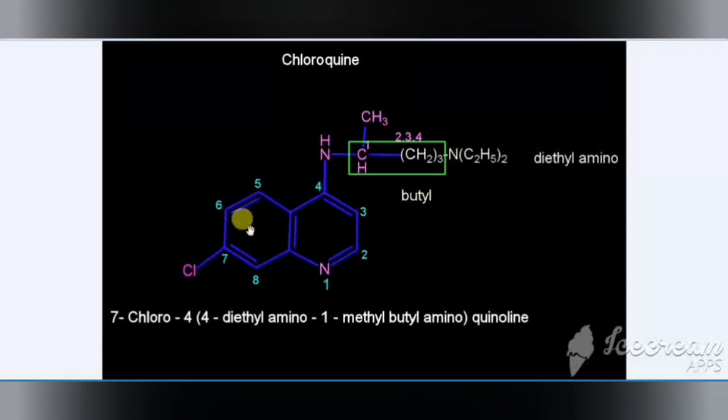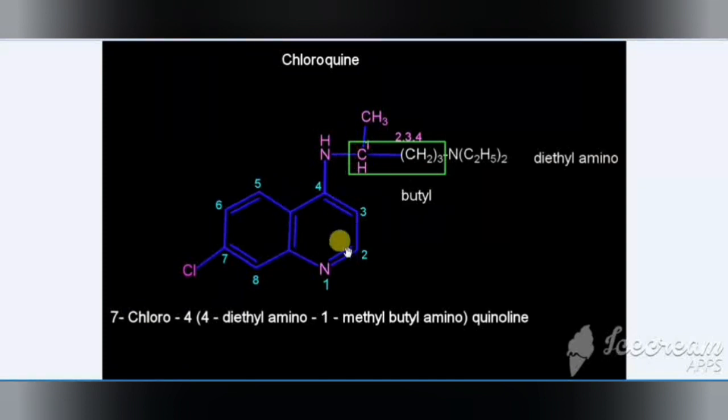So first it is having a 4-aminoquinoline nucleus. With the amino group it is attached with CH3, CH2 three times, N(C2H5)2. Okay, and in the case of quinoline we have a chlorine. So we'll see the chemical name.